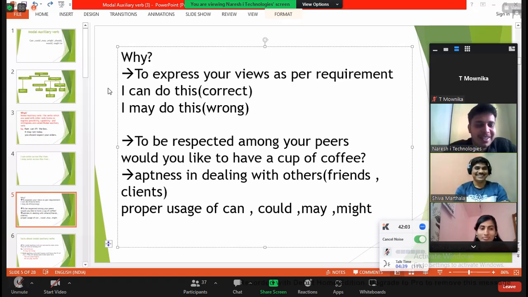So just make a note of why we need to learn, one by one. Make a note like 1, 2, 3, as point 1, point 2, point 3.